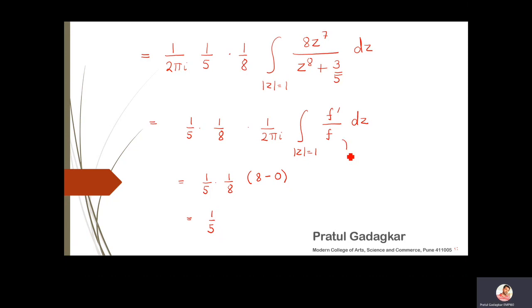So I'll repeat how we got this 8 minus 0. This is by argument principle. This is nothing but number of zeros inside the curve minus number of poles inside the curve of the function f. I hope now this problem is understood.